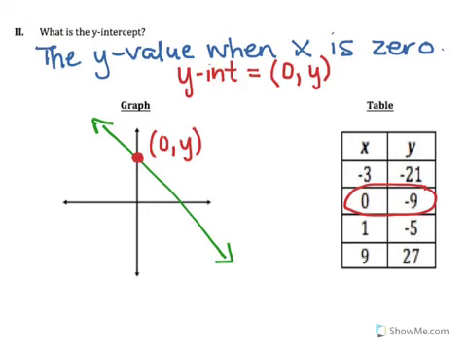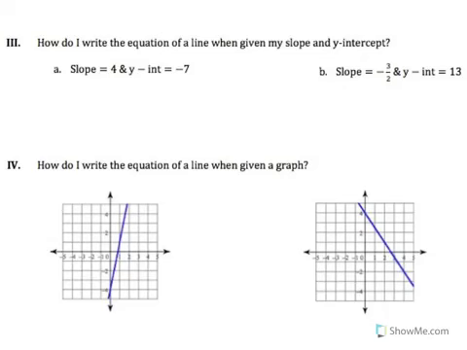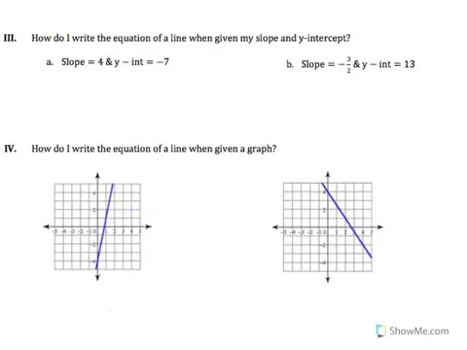So now that we know what a y-intercept is and we know what a slope is, let's look at writing equations of lines. So part 3: how do I write the equation of a line when given my slope and my y-intercept? This should be the easiest part, because all you have to do is write your general equation. We know once again that y is equal to mx plus b. Remember, m is your slope and b is your y-intercept. I have already given you those two things.